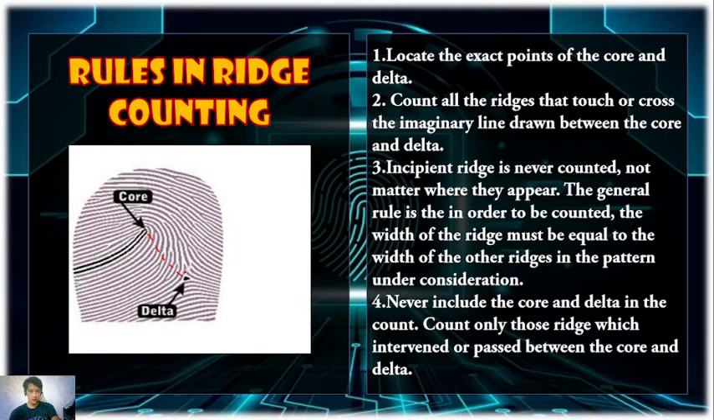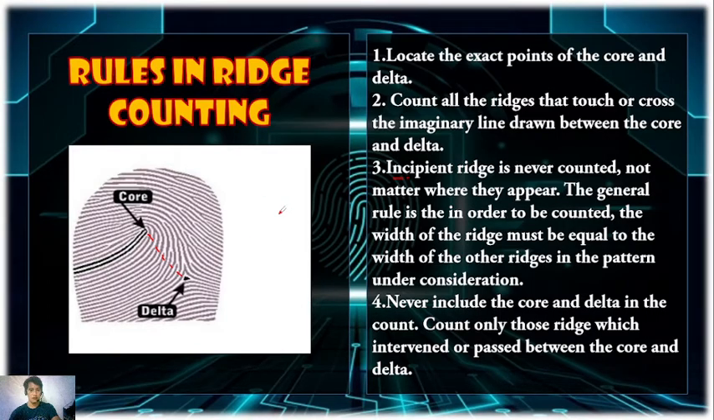So let us try to count. But before we count, let's keep in mind that rule number 3 says incipient ridge is never counted, no matter where it appears. It doesn't matter even if it crosses the imaginary line. As we have said, incipient ridges are ridges that don't have the same size as the surrounding ridges, the ones that look thinner. Those are incipient ridges.